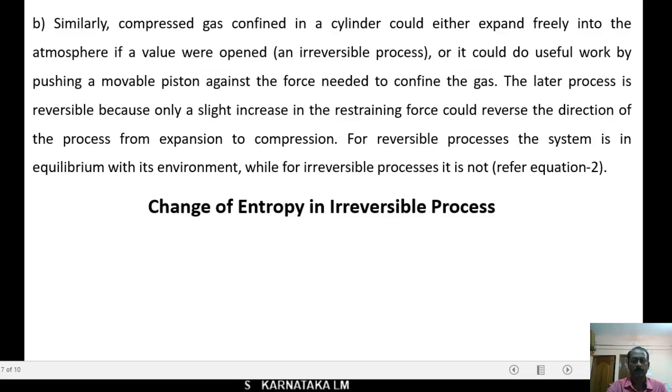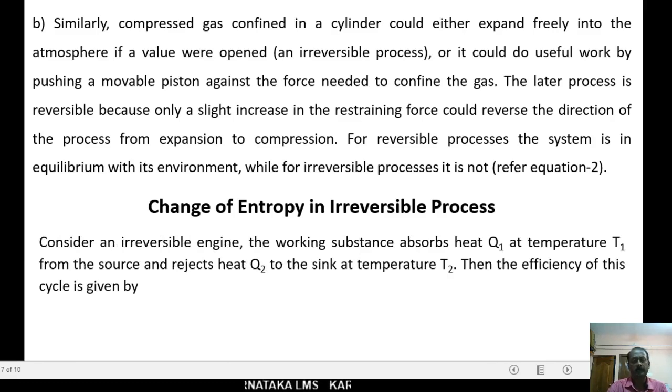Let us see the change of entropy in irreversible process. Consider an irreversible engine. The working substance absorbs the quantity of heat Q1 at temperature T1 from the source, and it rejects heat Q2 to the sink at temperature T2. Then the efficiency of this cycle is given by, let me take efficiency eta dash, is equal to Q1 minus Q2 divided by Q1. This is equal to 1 minus Q2 by Q1.